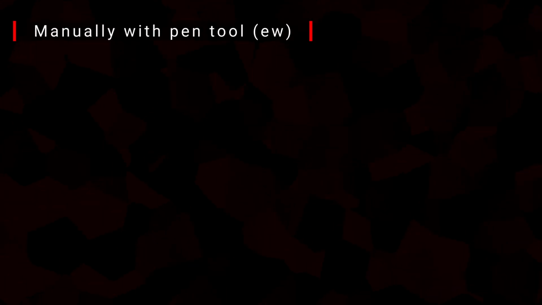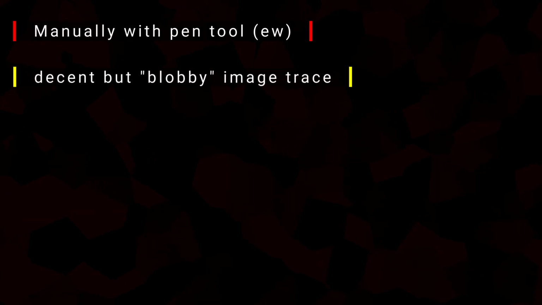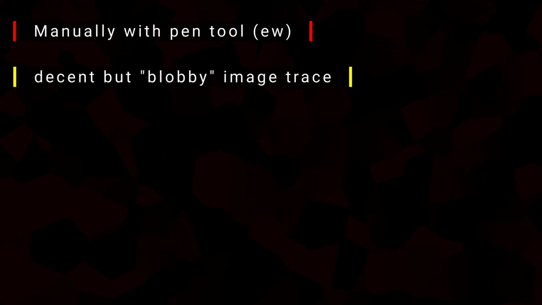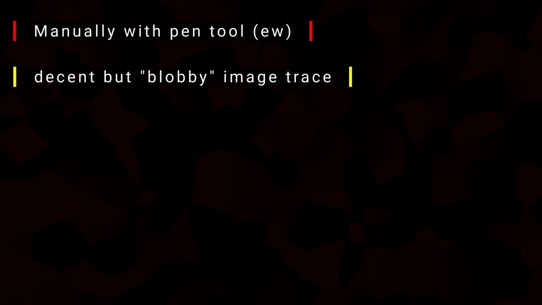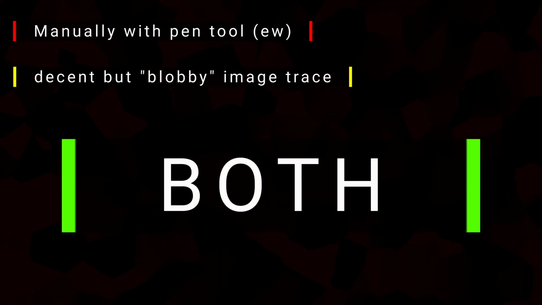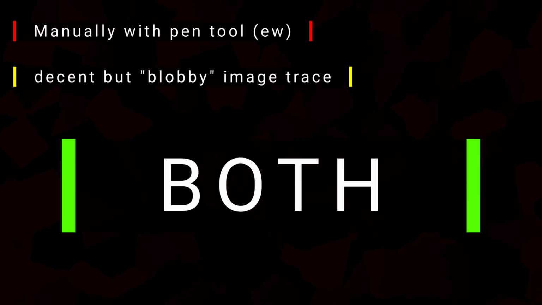Either A, painstakingly drawing each line manually with a pen tool, B, using an image trace to get a fast, albeit somewhat blobby or smooth look, especially for more complicated images, or C, using a mix of both for sharp corners without drawing each line manually.